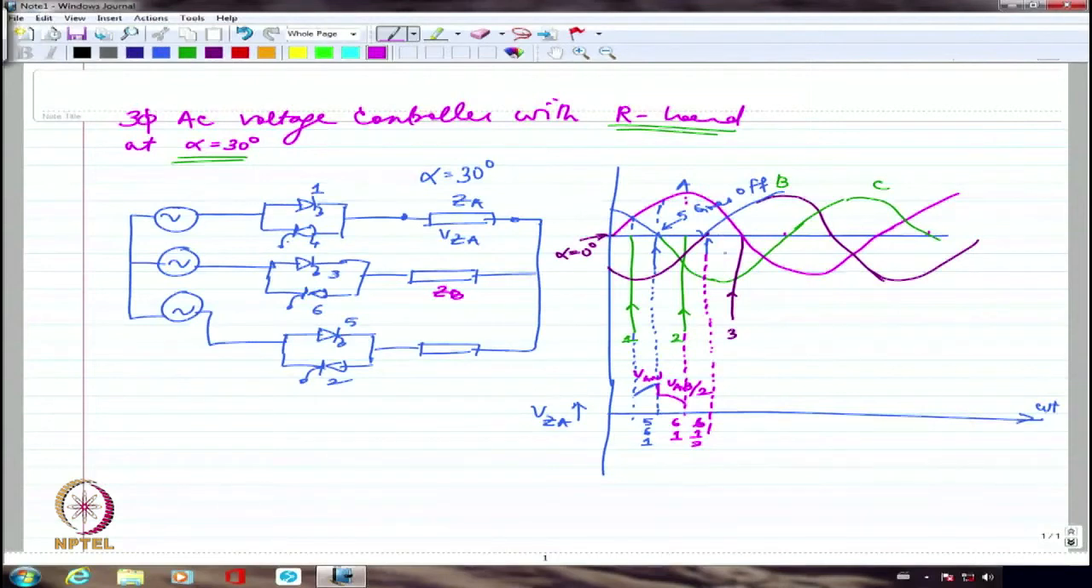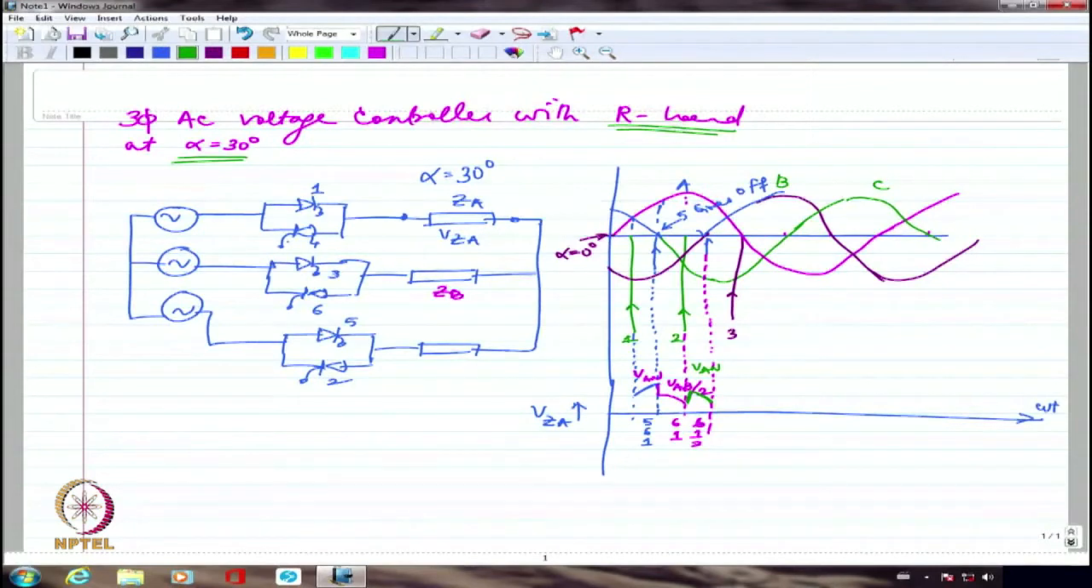So I may have a jump in the voltage, something like this, and then this is coming down. So this is again VAN during this portion. So I will have VAN, VAB by 2, again VAN, then 6 will go off. So 1 and 2 will come, 1 and 2 will correspond to VAC. So VAC by 2 will come. So I am going to have line voltage, half of line voltage and phase voltage coming up alternately.